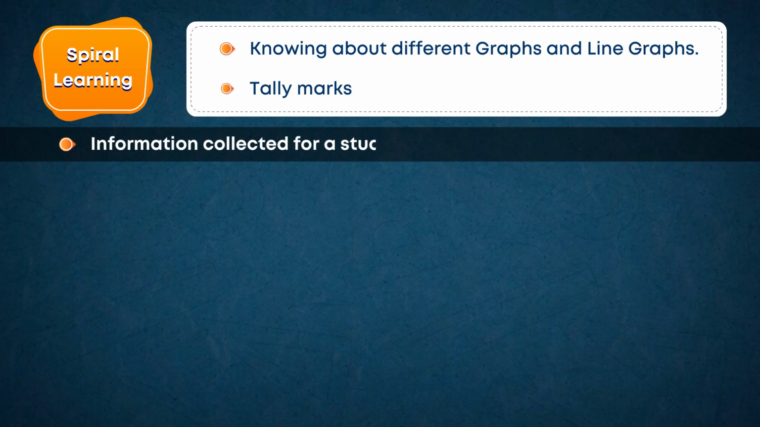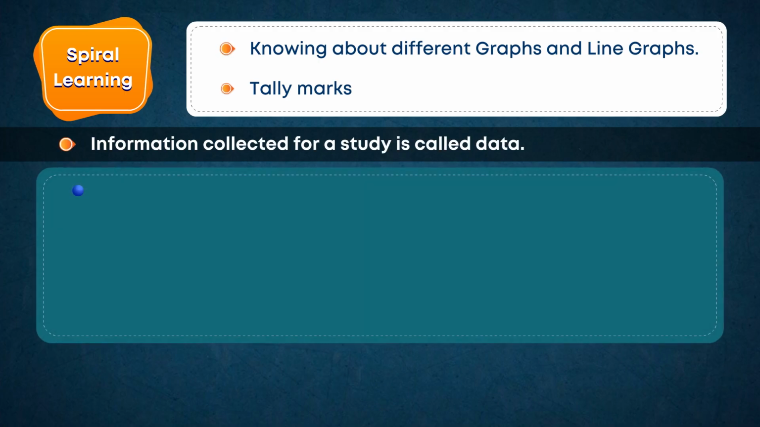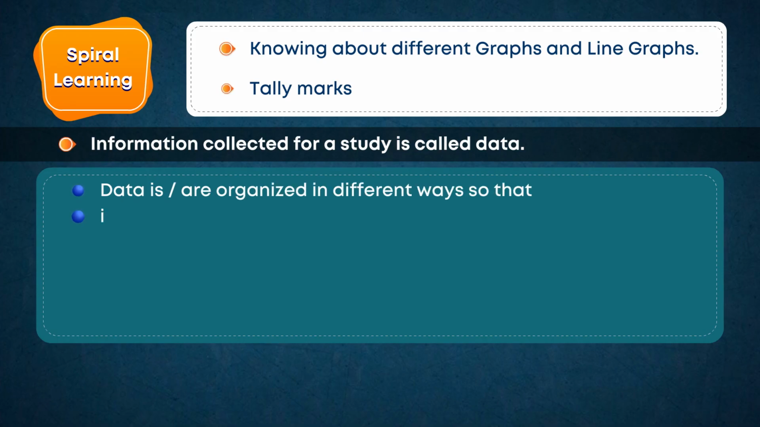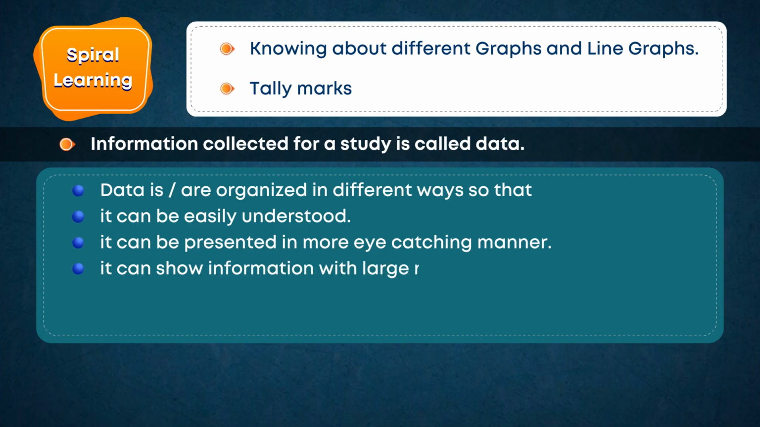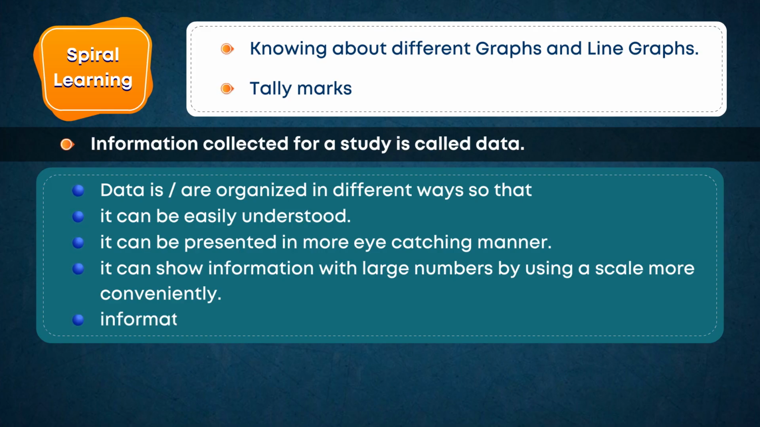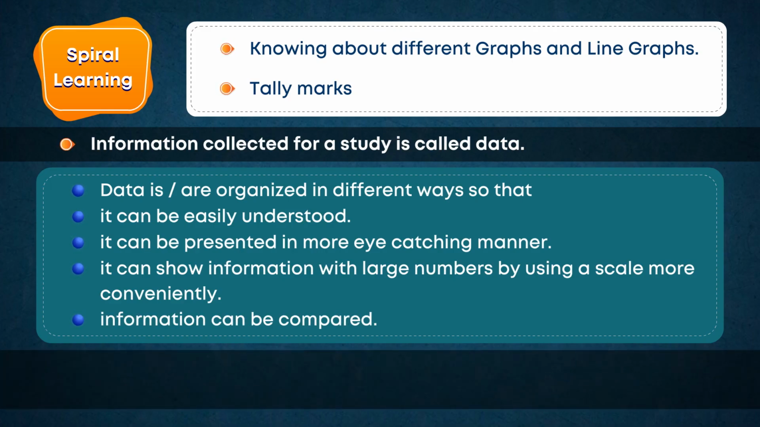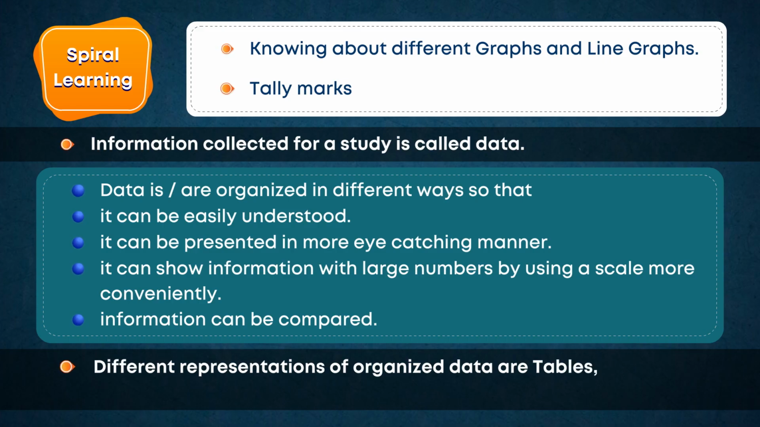Information collected for a study is called data. Data is organized in different ways so that it can be easily understood. It can be presented in a more eye-catching manner. It can show information with large numbers by using a scale more conveniently. Information can be compared. Different representations of organized data are tables, bar graphs, circle graphs or pie charts, etc.